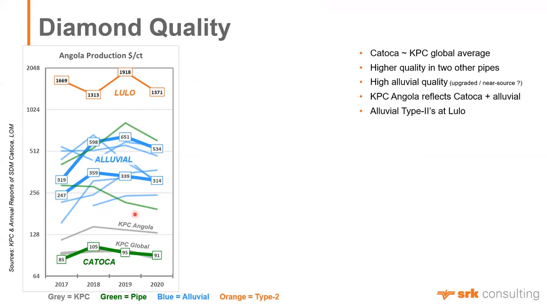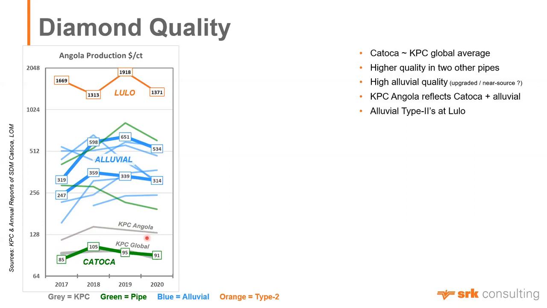If you look at the integrated price for KPC Angola, which is this over here, then it's a blend of, it's weighted roughly 80% Catoca plus 20% alluvials to get you into this price bracket over here, just above $130 a carat.